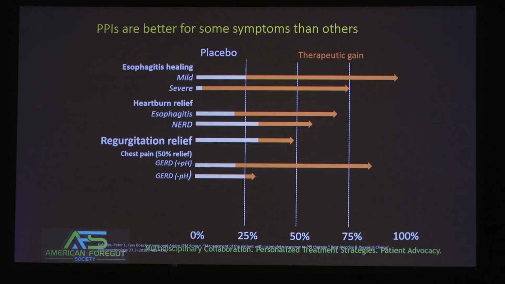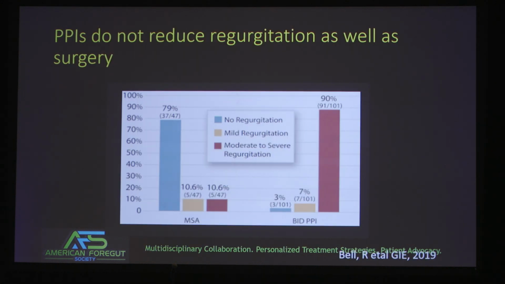Regurgitation, not so good. Very important, been focused on a lot. Chest pain, if you have GERD, PPIs are terrific. If you don't have GERD, no reason to even give them. Those are part of the thinking that we need to be dealing with. It's no surprise, and everyone knows, that PPIs do not reduce regurgitation as well as surgery.